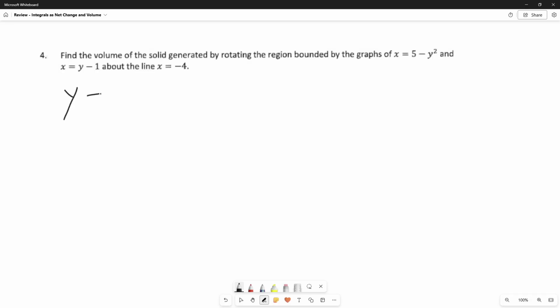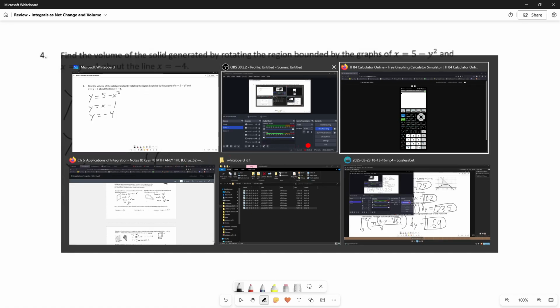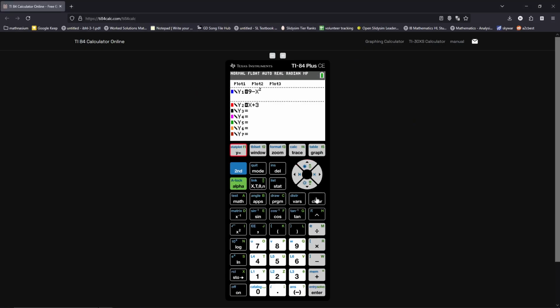So y equals 5 minus x squared, y equals x minus 1, and y equals -4. And now let's put these on the graphing calculator. So 5 minus x squared, x minus 1, and -4.